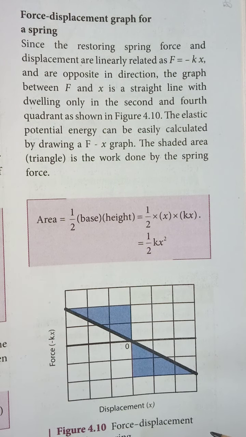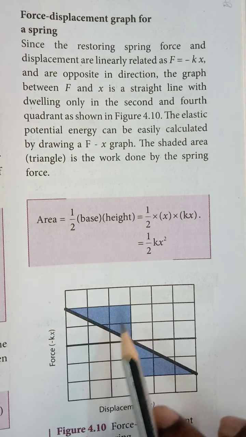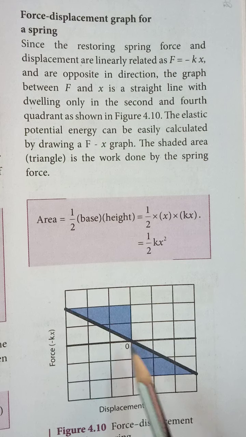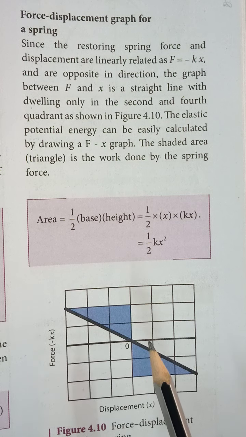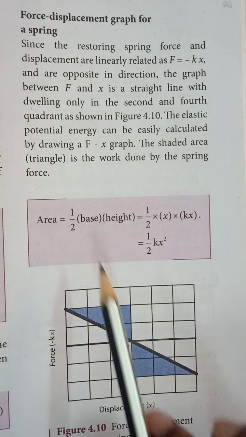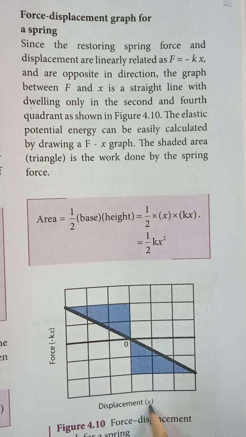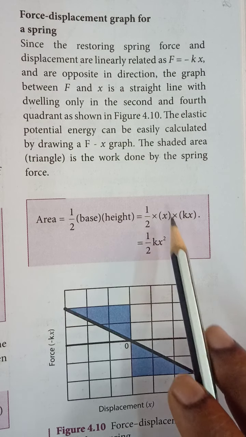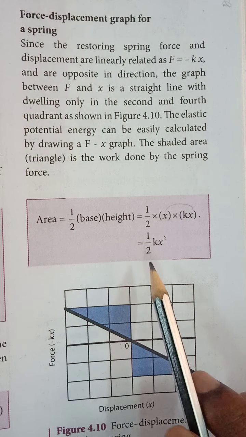Now we want to find this area, so draw the triangle like this. The shaded area gives the work done by the force. Since it is a triangle, the area is half into base into height. The base is x, and the height is kx. So half into x into kx, which gives half kx square. That is the area of this graph, the work done.